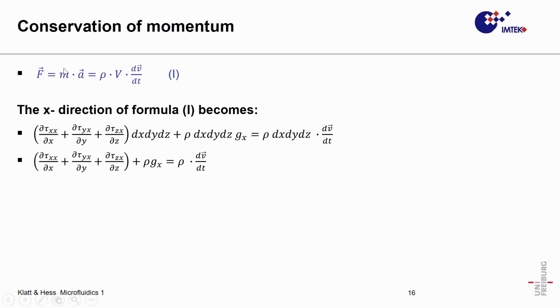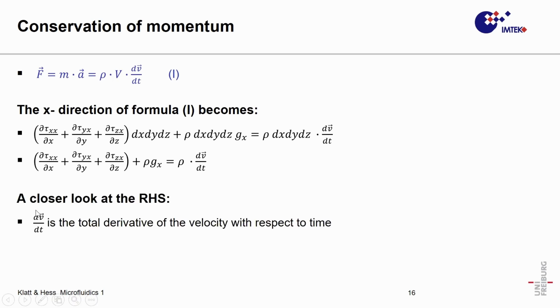And we can now further simplify this equation by dividing by dx, dy, dz. So our formula looks like this. For now, we are done with the left-hand side and we take a closer look at the right-hand side. As I already mentioned, this term is the total derivative of the velocity with respect to time. And if you remember our video from the continuity equation, you might remember that the total derivative can also be written like this.